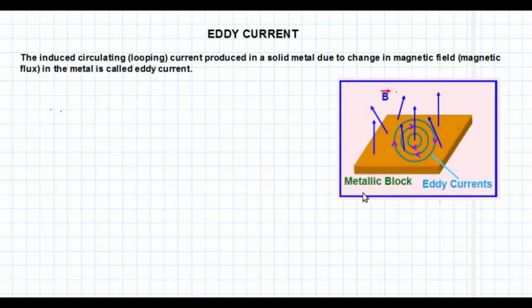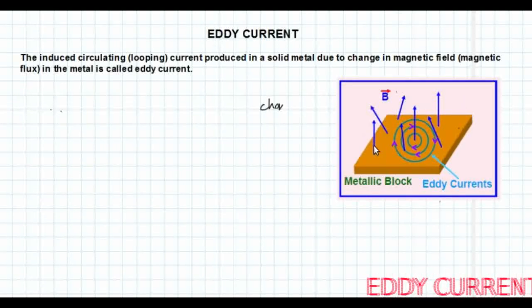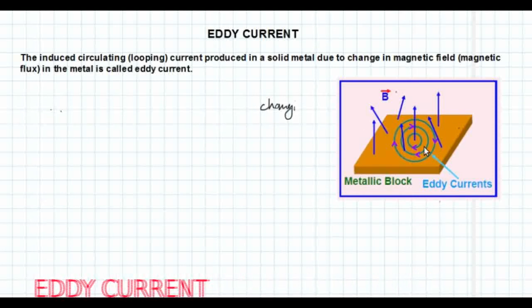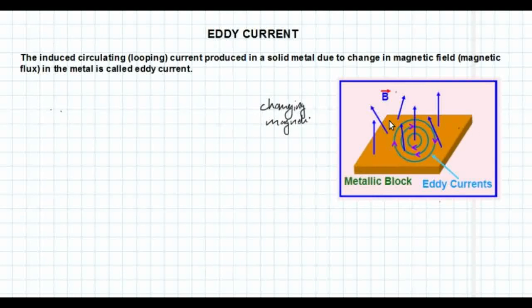So here you have a huge metallic block, and this metallic block is placed in a varying magnetic field. That is why the arrow marks of this magnetic field are not in a single direction, right? So this represents that the field is varying. So when this huge metal block is placed in a changing magnetic field, there will be eddy current produced within this metal, and it is formed in the form of a whirlpool, or in the form of a loop.